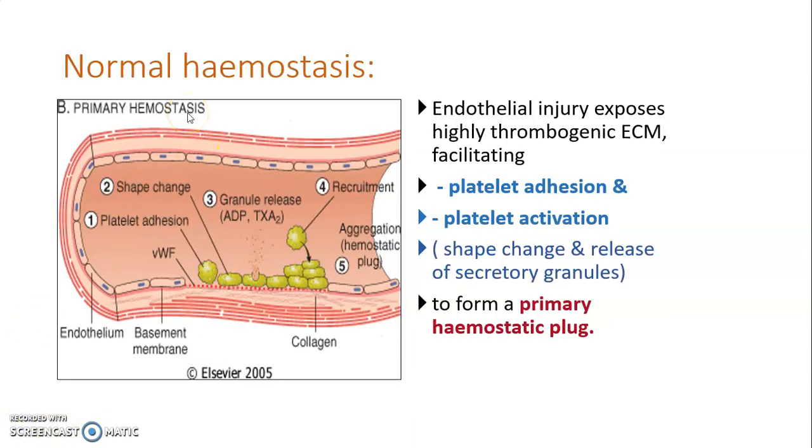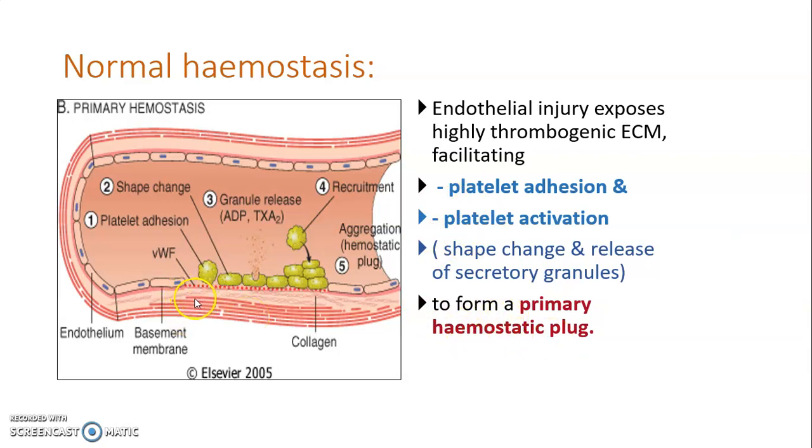After transient vasoconstriction, primary hemostasis will occur. The endothelial injury exposes the highly thrombogenic extracellular matrix, which will facilitate platelet adhesion and platelet activation. Platelet activation includes the change in shape and release of the secretory granules, leading to formation of the primary hemostatic plug.